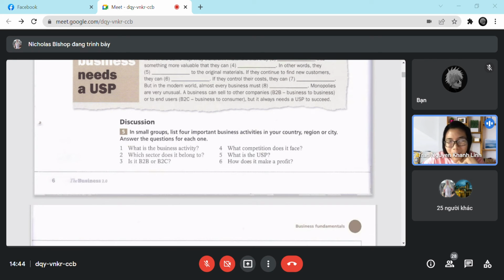And so what competition does it face? My hometown is Cần Thơ, so there are a lot of people who own land. They are also farmers, and they also grow a lot of other beautiful flowers and fruit. So I think that the competition here is quite huge.